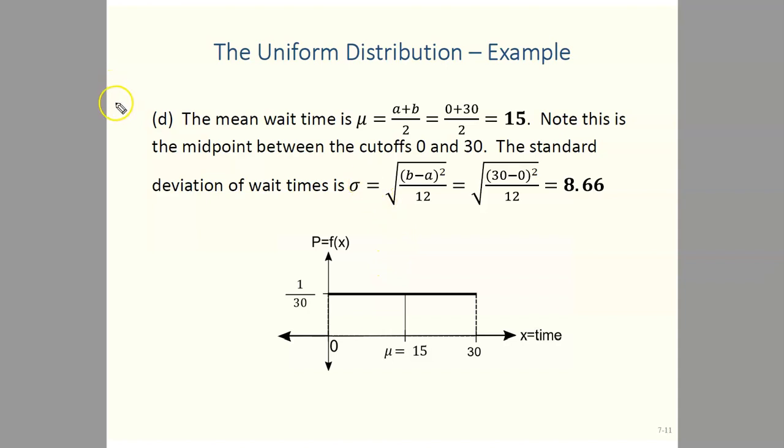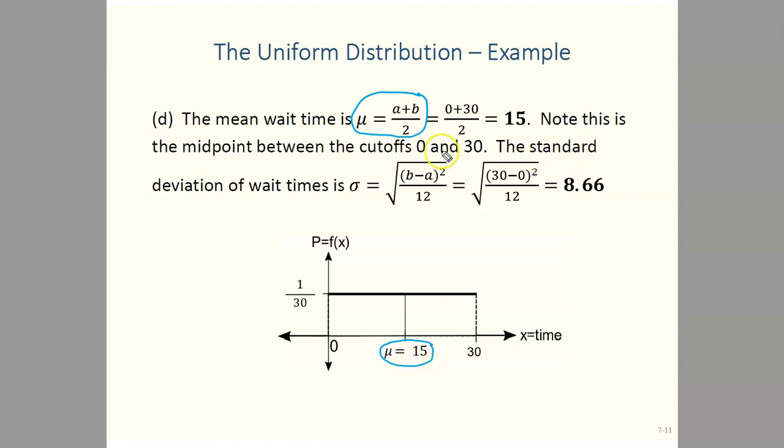Now for part D, we want to find the typical waiting time for a student. Well, that's the same as asking what is the mean waiting time for our distribution that we have pictured down here. Well, recall the mean is given by this quantity right here, a plus b over 2. And in this case, 30 plus 0 over 2 is 15. So right there is our mean. So that is the mean waiting time for students.